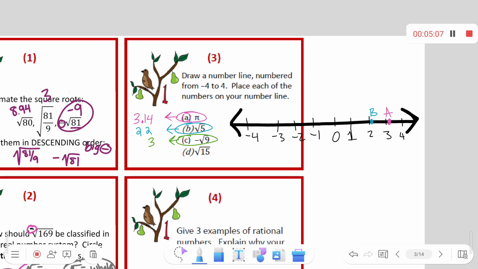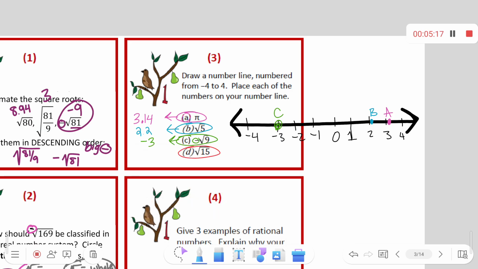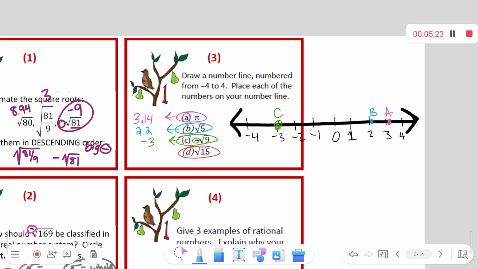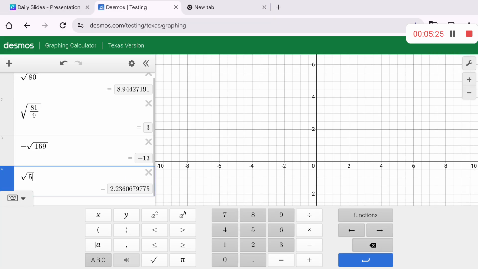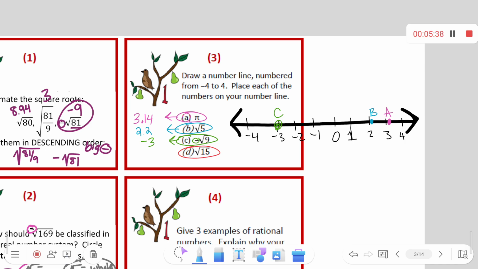The square root of 9 is 3, and there is a negative sign in front of it. So negative 3 is where we're going to put the C. And then D, the square root of 15. 16 is really close to 15, and the square root of 16 is 4, so the square root of 15 should be close to that. It's about 3.87 or 3.9 when I round to the nearest tenth. So really close to the 4, but still between 3 and 4, and that's letter D.